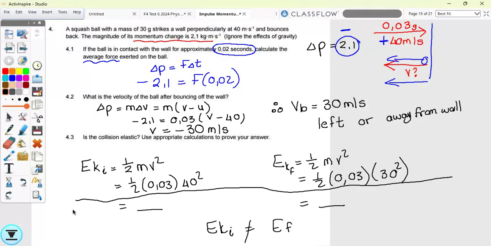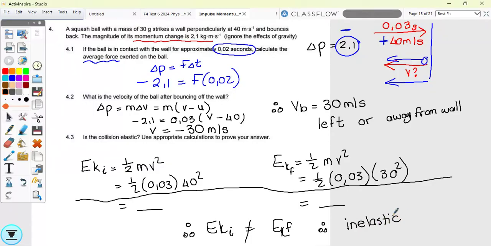From there, you can already see, remember you do want to save time in a physics exam. So you could leave it there and just say EK initial. If the masses are the same, you can say therefore EK initial is not equal to EK final, and therefore it is an inelastic collision.